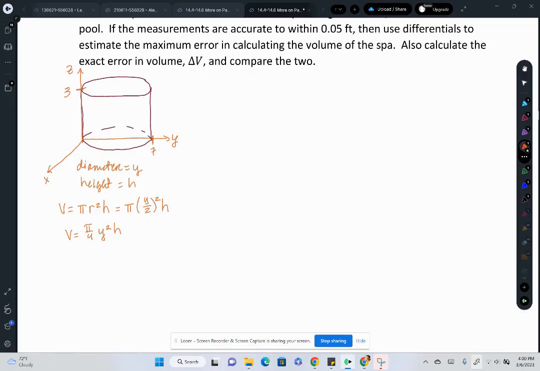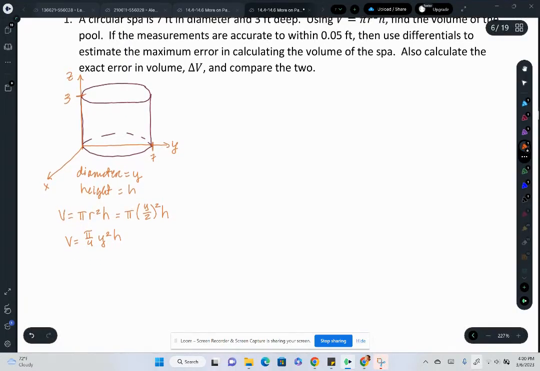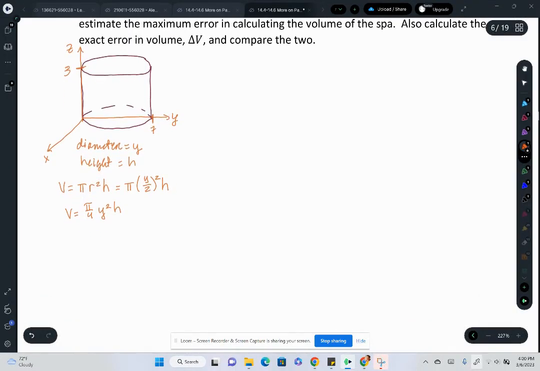Okay, now let's see, what else were we asked to find? Find the volume of the pool. Using the measurements that they use, 7 feet and 3 feet, let's figure this out. So the volume is equal to pi over 4 times the diameter squared, so 7 squared, times the height, which is 3. When I plug this into my calculator and get myself to the hundredths place, it's about 115.45 cubic feet of volume using those measurements.